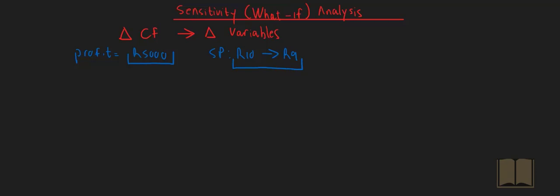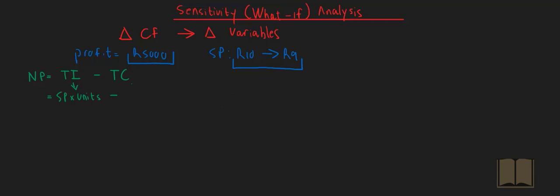At this point, it's worth going over how to calculate the net profit of a business. The net profit of a business is equal to the total income of that business minus the total costs of that business. The total income of a business is a function of two things. It's the selling price per unit multiplied by the number of units.